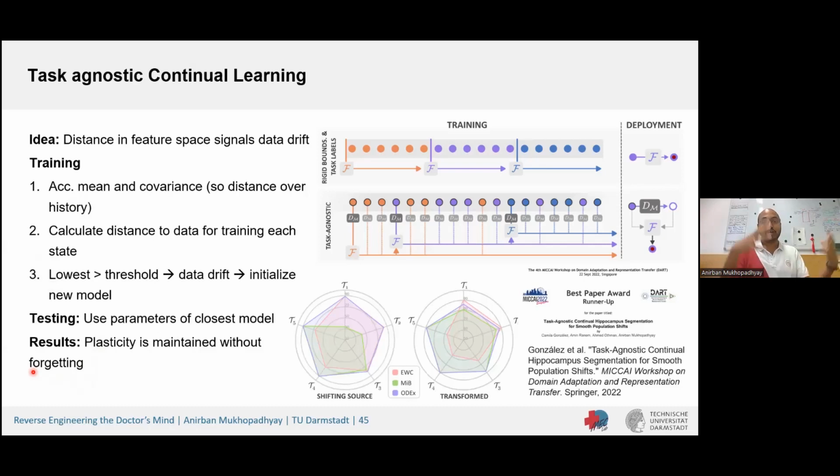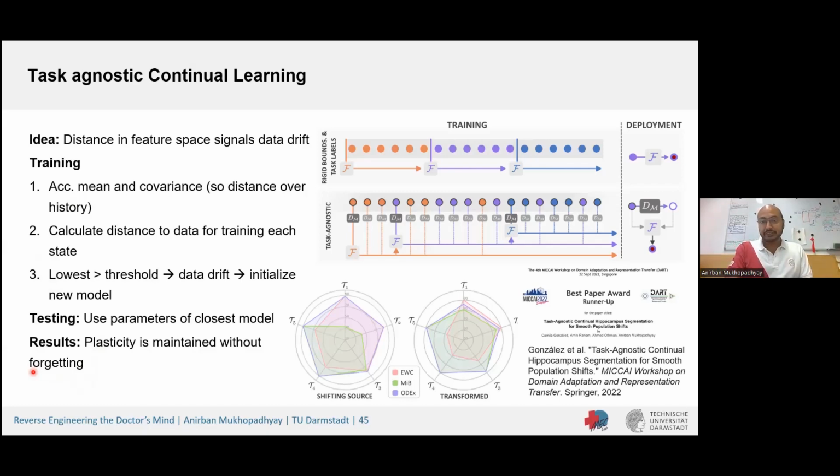Compared to the other methods that are out there, this is probably something that does quite well. What we didn't solve here is the fact that our model grows. We don't yet have a solution where we keep the model size similar.